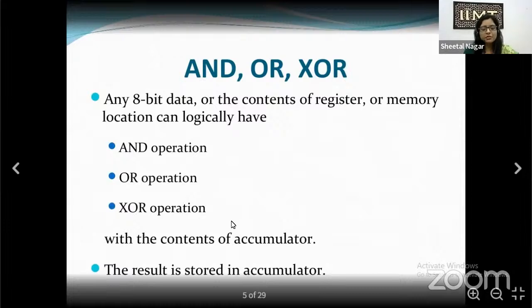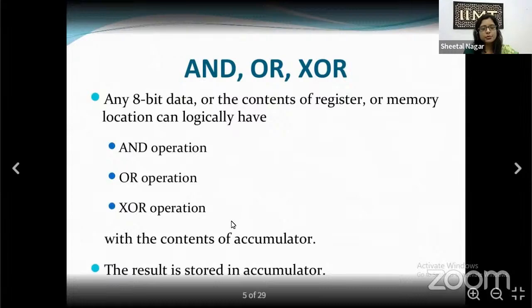Meaning if we have to perform AND operation, we require 2 contents. First data or content will be in any general purpose register, like 8085 microprocessor has 6 general purpose registers: register B, register C, register D, register E, H, and L. These are general purpose registers of 8085 microprocessor.